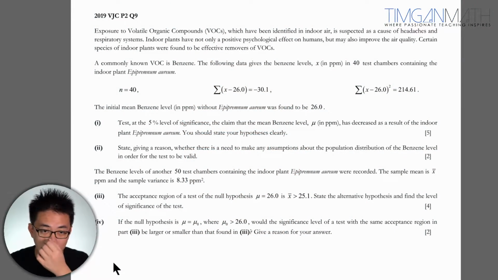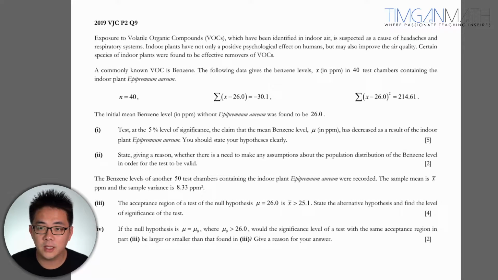Hi students, let's look at this question here, which was taken from the year 2019, VJC Paper 2 question 9. This question is hypothesis testing. So let's see how we can do this proficiently. You're told that the exposure of VOC, which have been identified in indoor air, is suspected to cause headaches and respiratory symptoms.